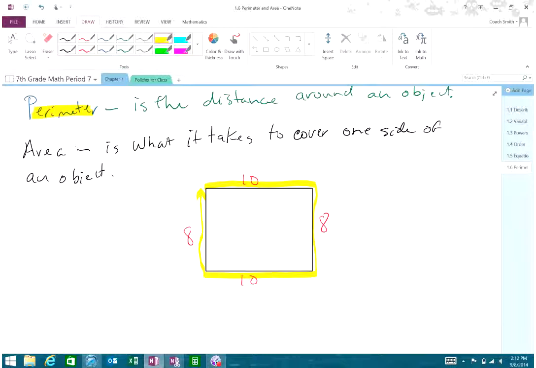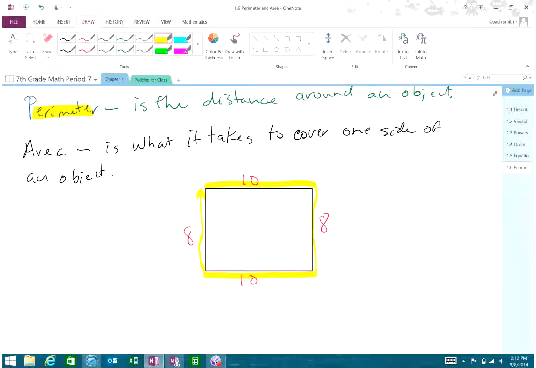Okay? When people say objects, the reason I'm saying one side of the object is because when you think of an object, you think of something like this. Okay? The area is what it takes to, let's say, cover this side of the object. If you're thinking of a piece of paper or, for example, a flat wall. Okay? A flat wall has an area.